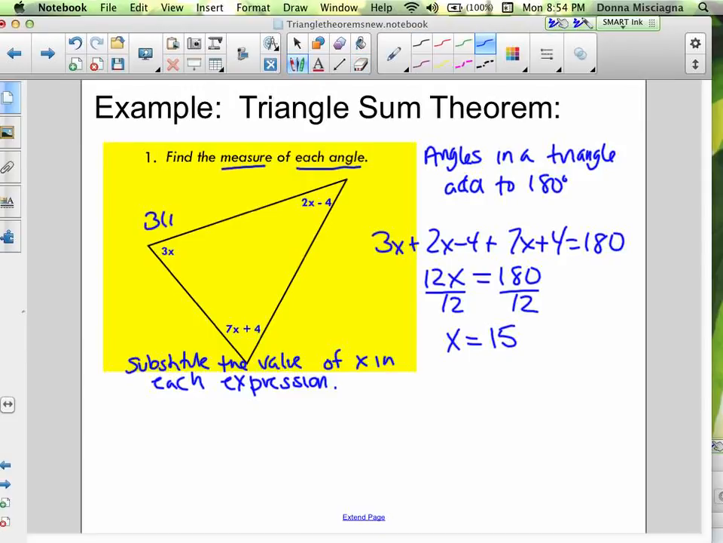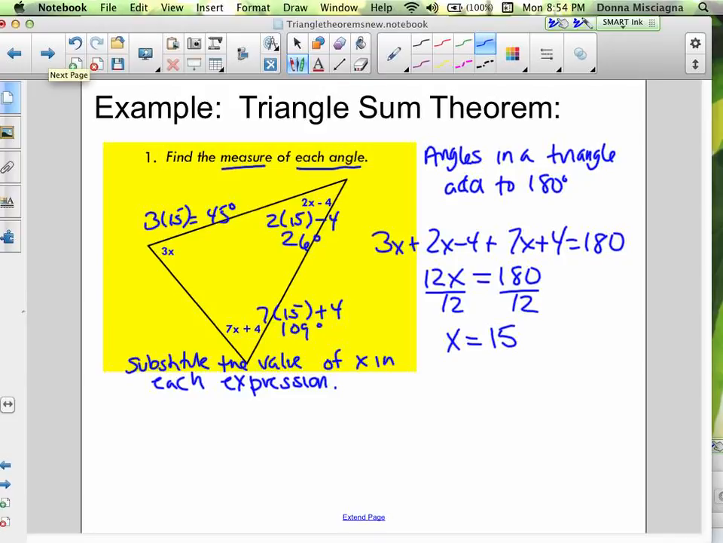3 times 15 means this angle is 45 degrees. 7 times 15 plus 4. 7 times 10 is 70. 7 times 5 is 35. So 70 plus 35 is 105. Plus 4 is 109 degrees. And then we have 2 times 15 minus 4. All right, so 2 times 15 is 30, minus 4 is 26 degrees. And there's the measures of all our angles there.